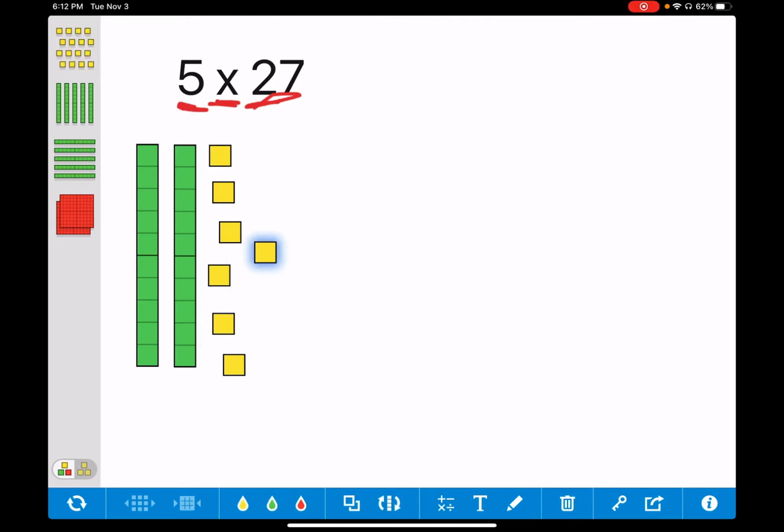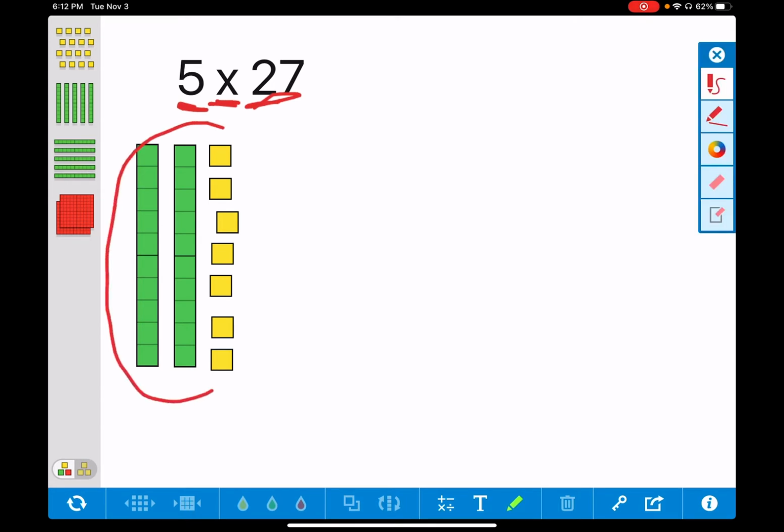I put 2 tens because 27 has a 2 in the tens place. And then I put 7 ones because 27 has a 7 in the ones place. So this is 27, but it says 5 groups of 27. This is only one group of 27, so I need to keep going and create more groups. Altogether, I should have 5 groups of 27.